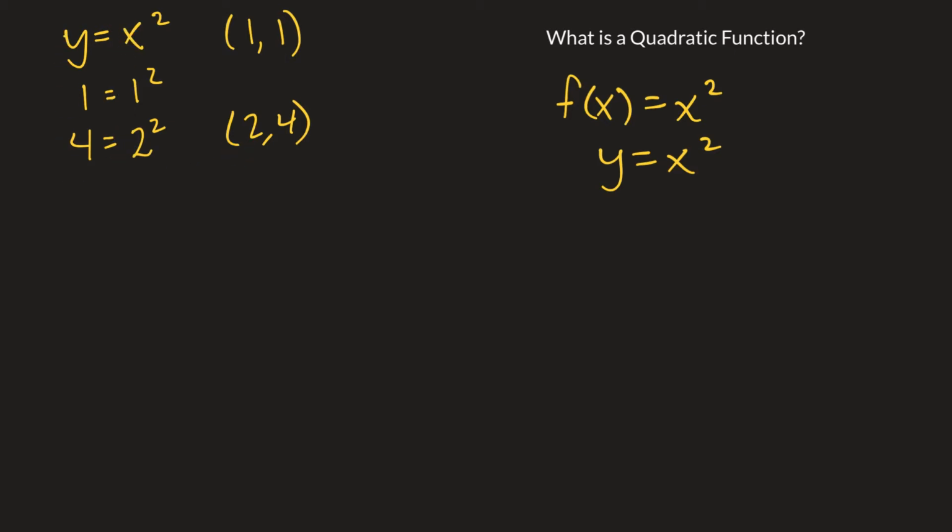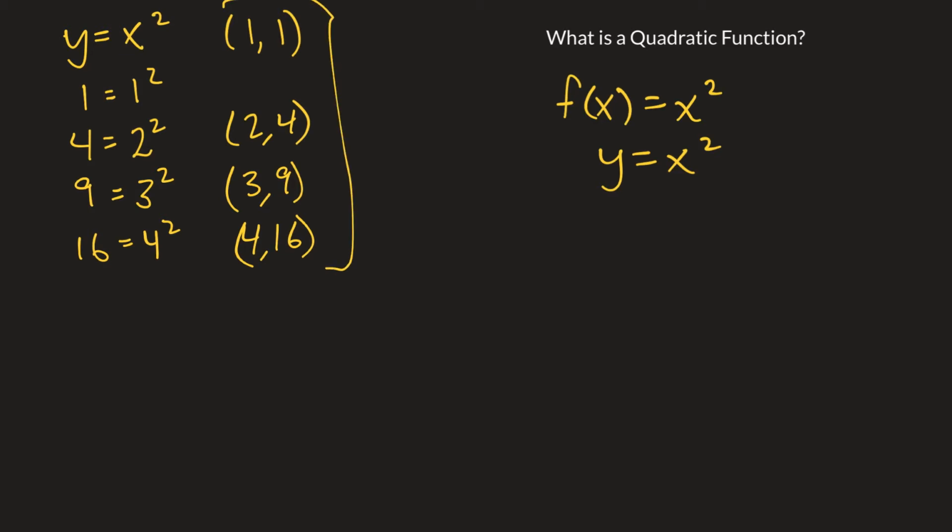Okay, I'll just do another one here where x is 3. 3 squared is 9, so that's 3 comma 9. And then 4. I'll stop at 4. 4 squared is 16, so you have 4 comma 16. And now, if I graph all of these ordered pairs, let me bring this over.